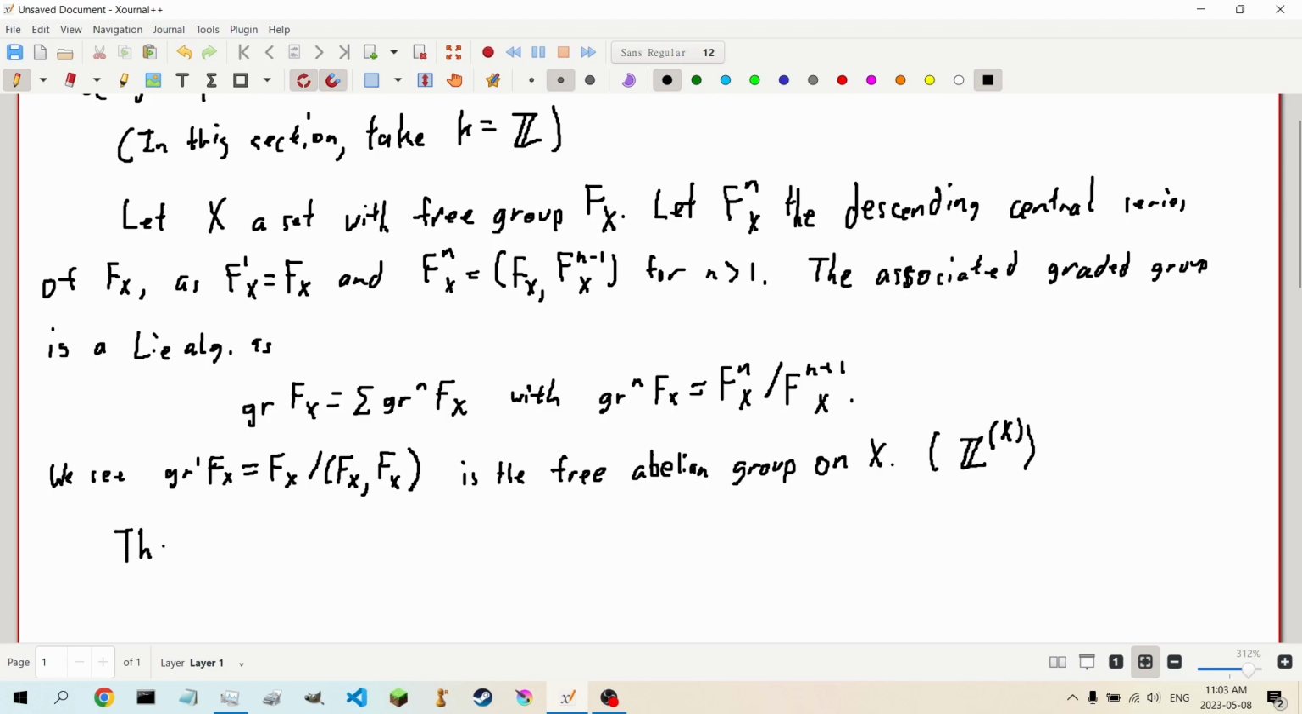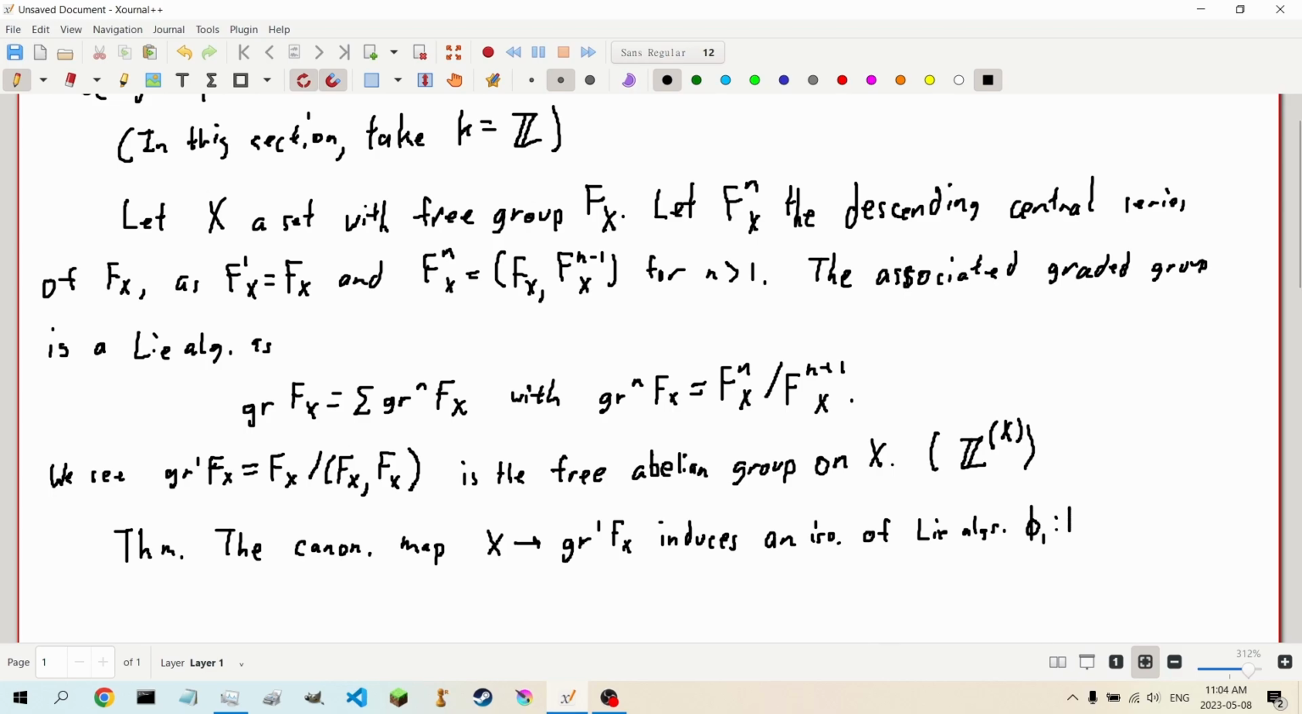Right, theorem. The canonical map from X to the first grade of F(X) induces an isomorphism of Lie algebras phi1 from the free Lie algebra of X to the graded free group.